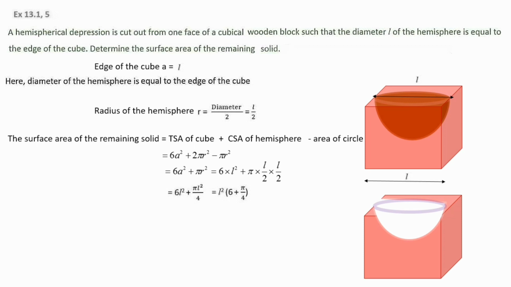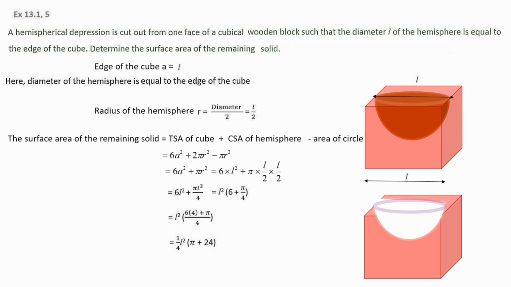Then here L square is there in both the terms. Let's take L square outside. L square into the first term 6 is balanced, plus pi by 4 is the remaining one. So L square into 6 plus pi by 4. Then L square into, here we can take LCM 4. So below 6 there is no denominator, so you have to multiply this 4 with 6. So 6 into 4 plus pi. Here nothing to multiply because the denominator is already 4 there. So nothing to multiply. 6 into 4 plus pi divided by 4.